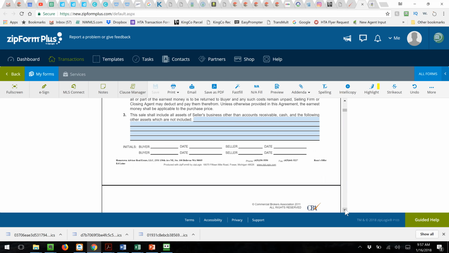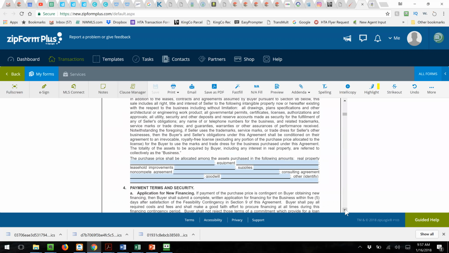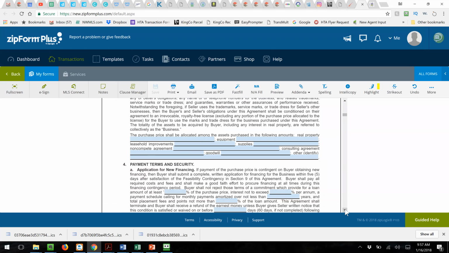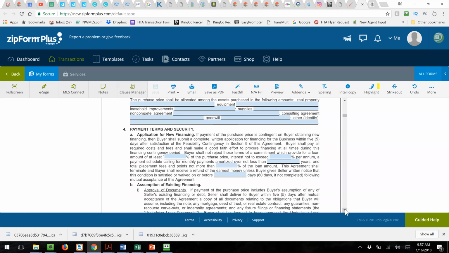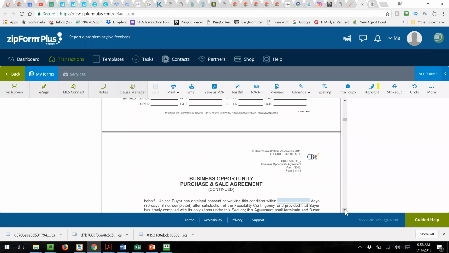Yeah. Right. So sometimes you don't know what they have, right? So you can say in the negotiation, seller to provide a complete list of personal property, and then attach it, right? You wouldn't have mutual acceptance until you agreed that you had everything listed. Payment terms, you'll be able to figure that out.